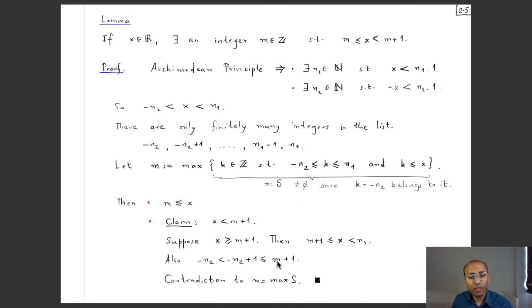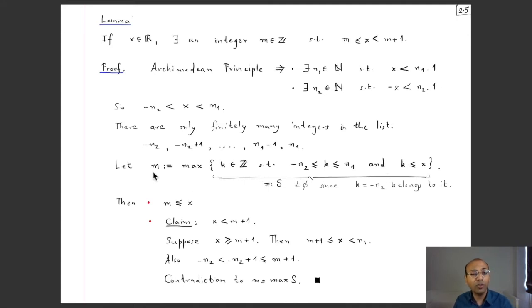Okay. So first of all, let's notice that this m, since it belongs to this set, is bigger than or equal to minus n2, right? So m is bigger than or equal to minus n2, and if I add 1 to both sides, then I also know that m plus 1 is bigger than or equal to minus n2 plus 1, but this is strictly bigger than minus n2. So this m plus 1 is bigger than or equal to minus n2, and strictly less than n1, so less than or equal to n1 as well. And we also know that this m plus 1 is less than or equal to x. So it also satisfies this. So this m plus 1 belongs to this set.